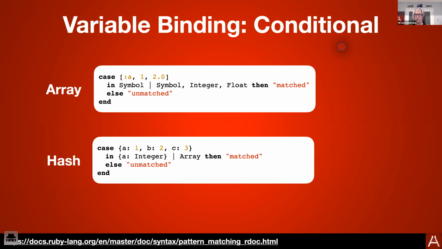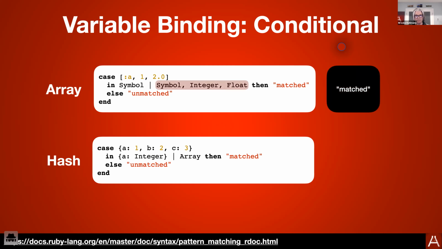So you can also do conditionals in this case. Now these examples are just a little contrived, but they're kind of nice to show off some differences here. The way that we get away with doing conditionals is using the pipe operator. In this case, for the array, if it's an array of one symbol only, then great, it's a match. But if it's an array of a symbol, integer, and float, then it's also a match. And that's why we get a match in this case. But it would totally work if we had a one element symbol as well.